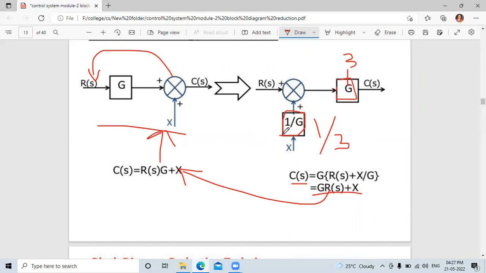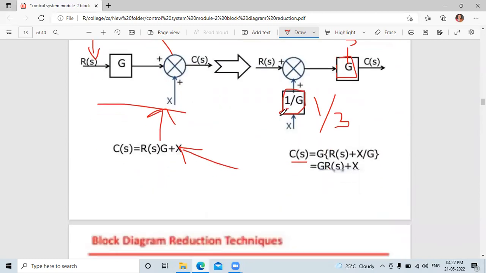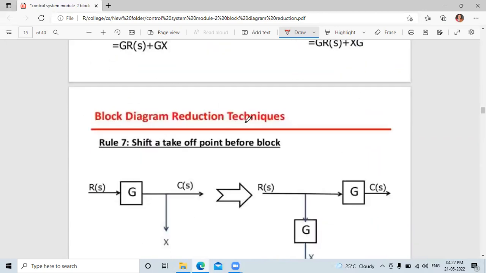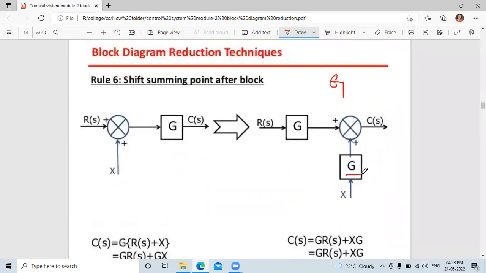So here we have taken 1 by G. This is before the block. For after the block, we will multiply G. For after the block, we will multiply G. And next, shifting summing point after block, we will multiply the G.